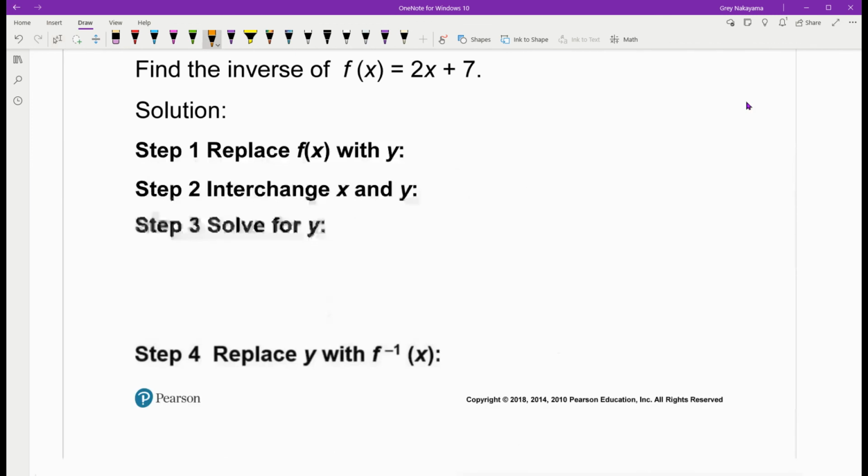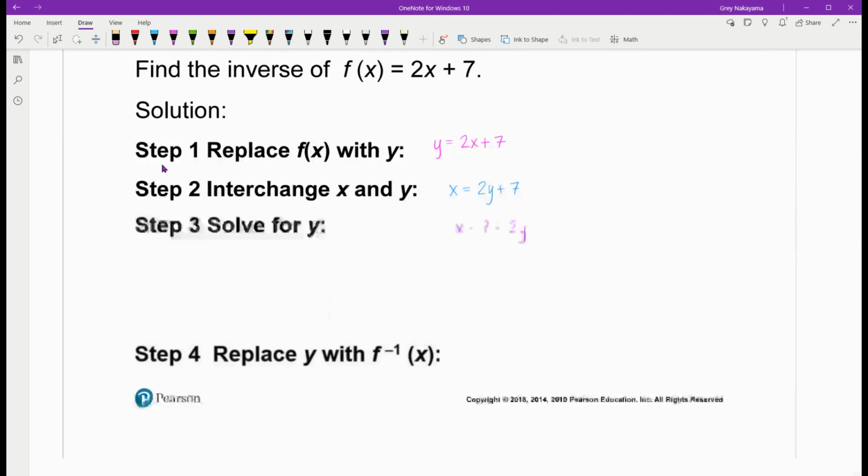So it says find the inverse of f of x. So instead of f of x, I'm going to write y equals 2x plus 7. Then I'm going to switch my x and y. That says x equals 2y plus 7. And now I'm going to solve for y. So how do I solve that for y? It means I need to get y all by itself.